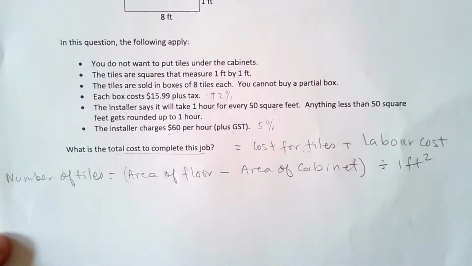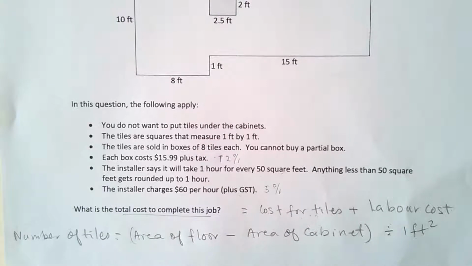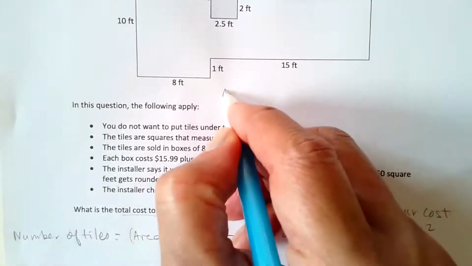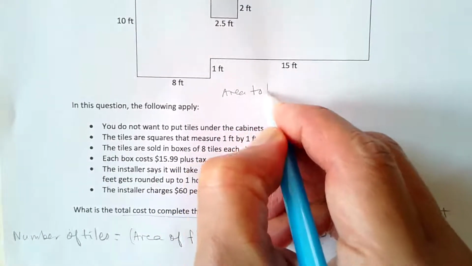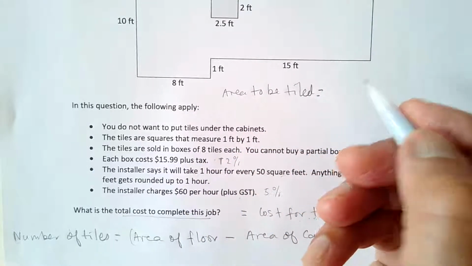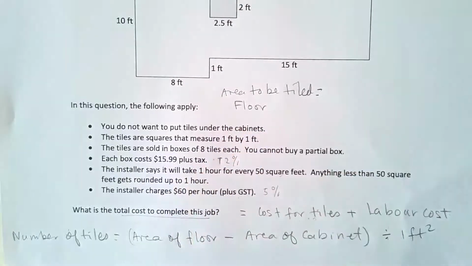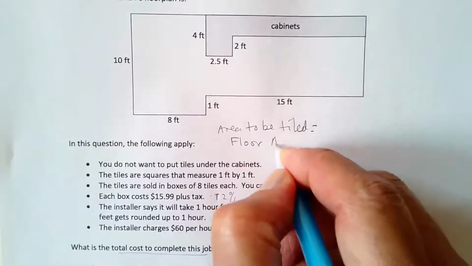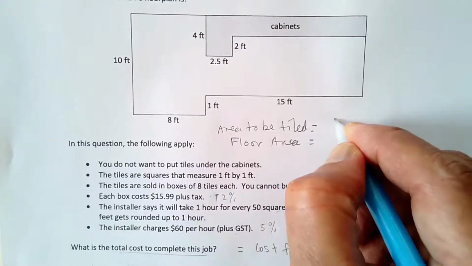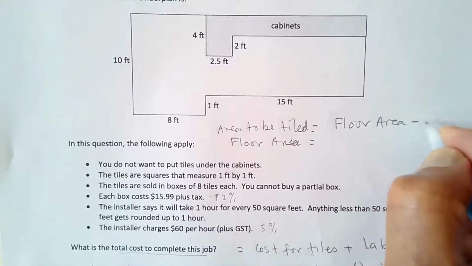That's the first thing we need to do. So let's find the area to be tiled. The area to be tiled is equal to the floor area minus the cabinet area.